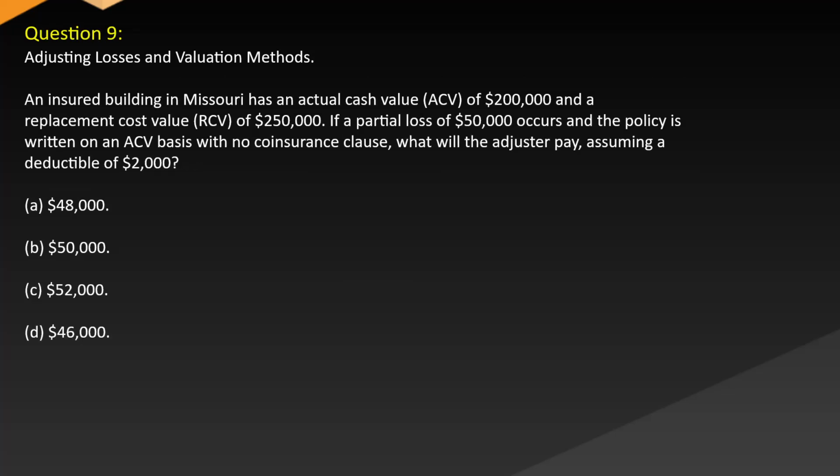Question 9. Adjusting losses and valuation methods. An insured building in Missouri has an actual cash value (ACV) of $200,000 and a replacement cost value (RCV) of $250,000. If a partial loss of $50,000 occurs and the policy is written on an ACV basis with no coinsurance clause, what will the adjuster pay, assuming a deductible of $2,000?